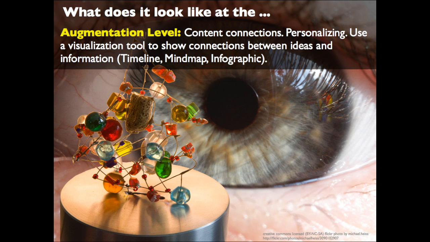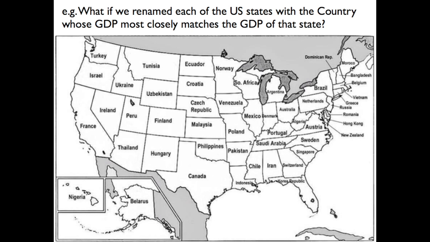Of course, before they can do this, they will have had to spend some time at the augmentation level. And that's where they begin to make connections and show how different ideas are connected in a network of understandings, often using visualization. Here's an example. What you're looking at here is a visualization that a student has made by finding the GDP of each of the United States and a country in the world that shares that same GDP.